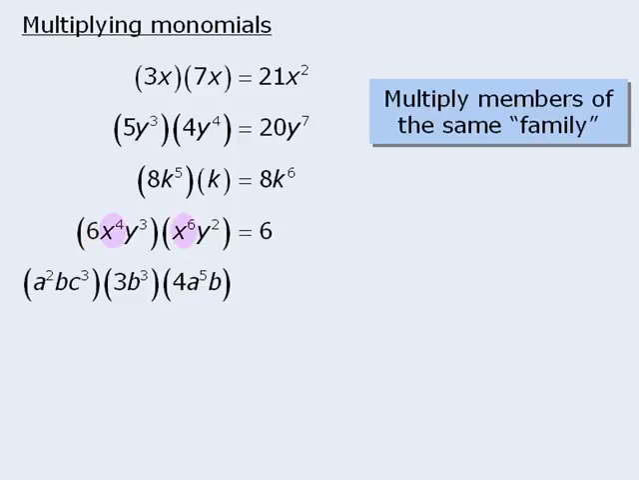x to the power of 4 times x to the power of 6 is equal to x to the power of 10, and y cubed times y squared is equal to y to the power of 5. Finally, in the last example, the product of the coefficients here is 12. The product of a squared and a to the power of 5 is a to the power of 7. The product of b cubed and b is b to the power of 5. And finally, the product of c cubed times no other c's is equal to c cubed.